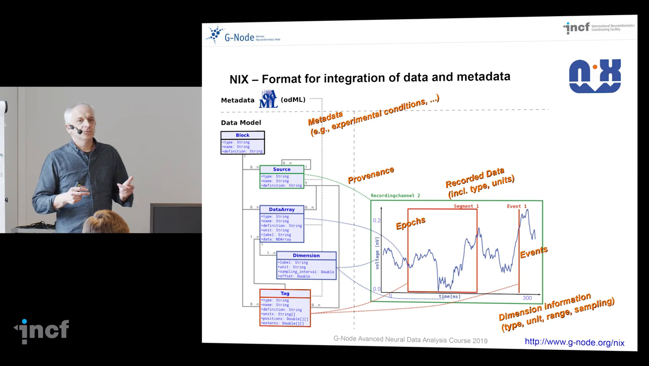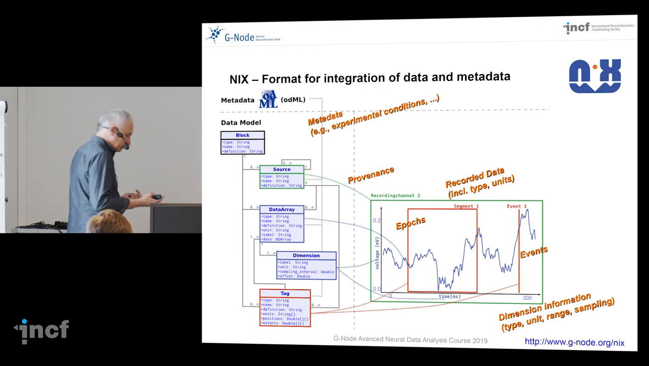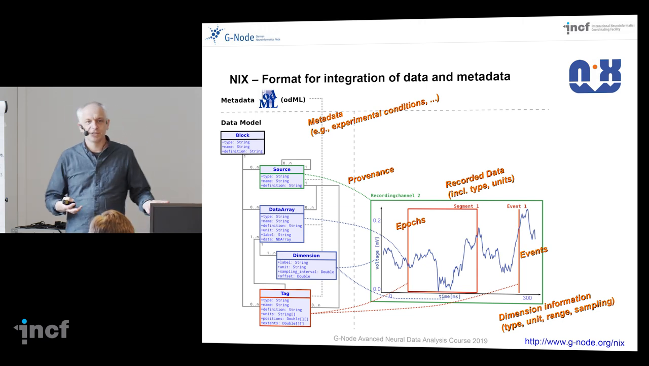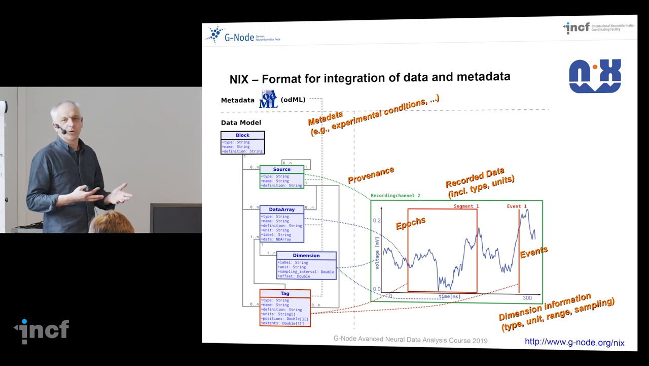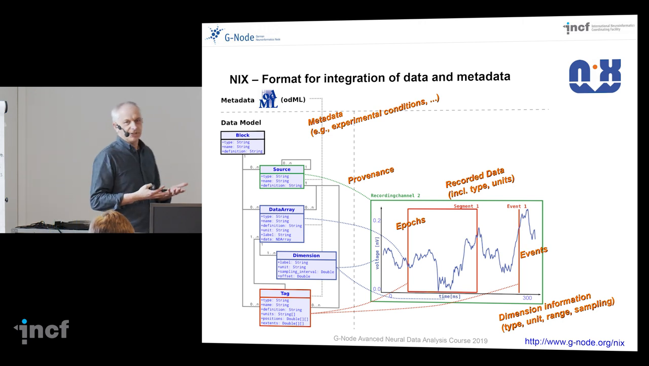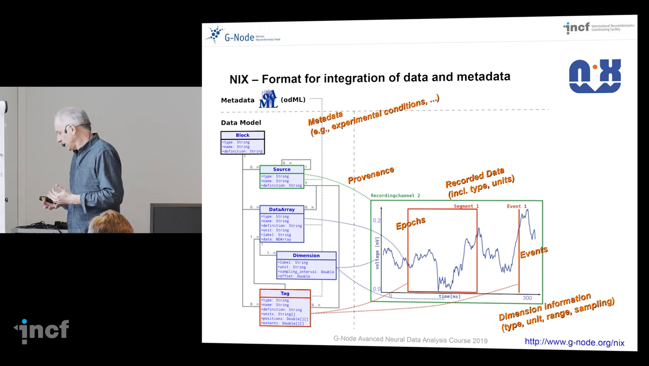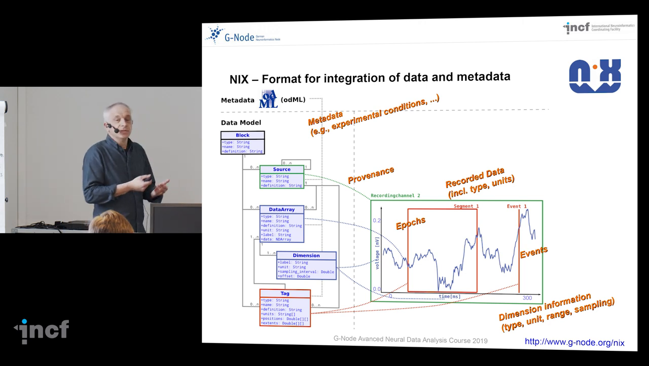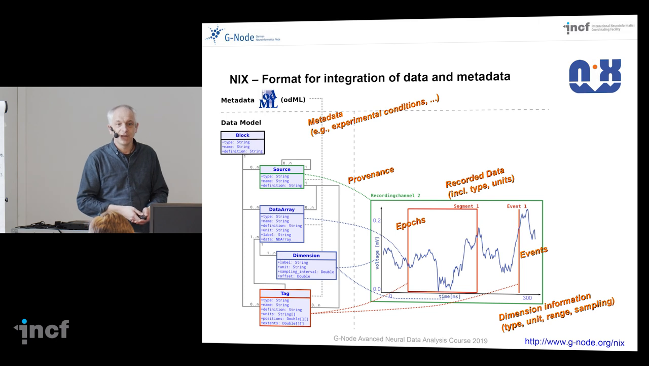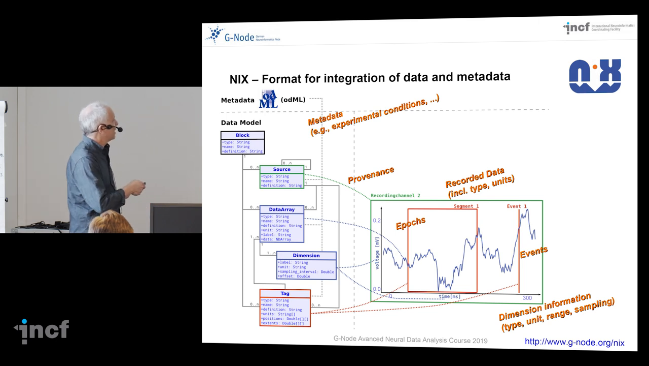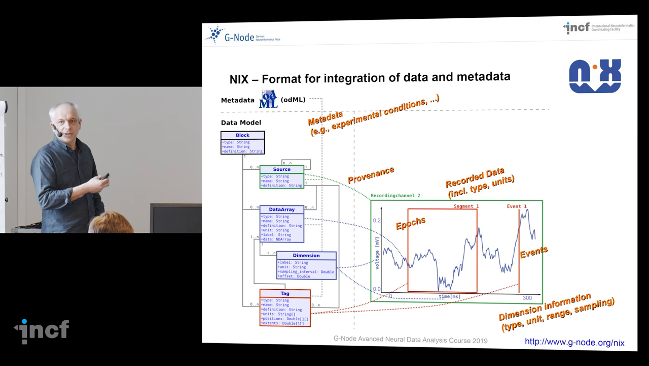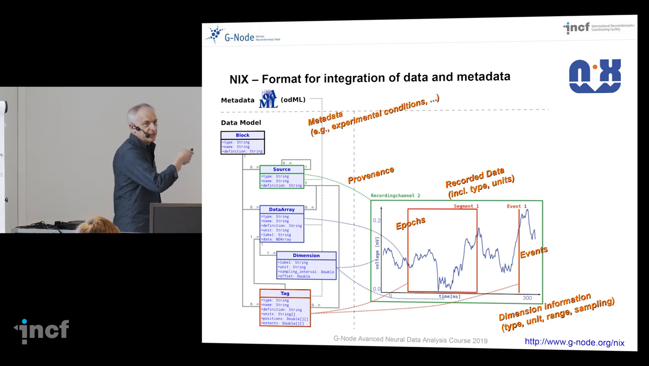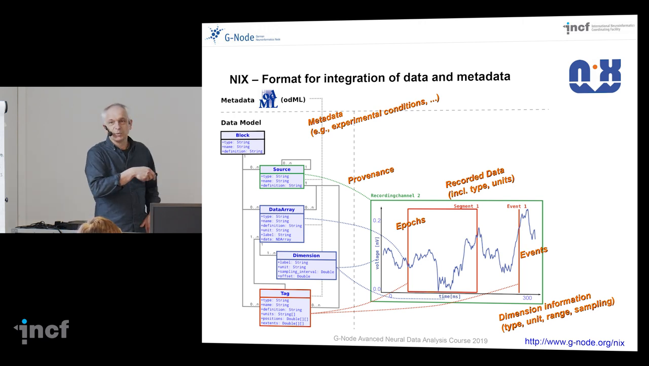So I presented to you this data model of NEO for representing electrophysiology data. I presented the format for metadata collection. So how do we bring these together? We've been thinking about this and came up with a data format that enables storing data in files in a way that you have a data model for the data that is inspired by the NEO data model, but you also have the AutoML metadata, and they can make meaningful links between them.